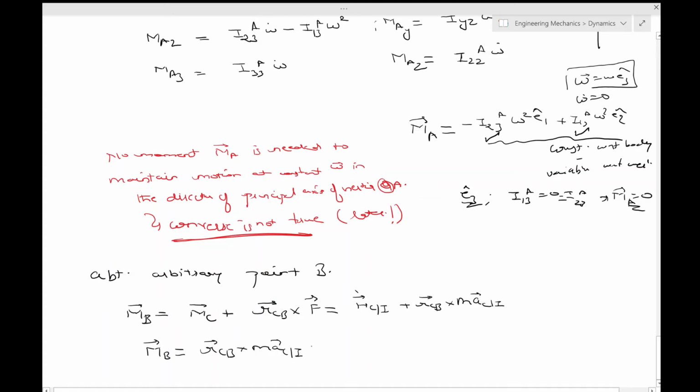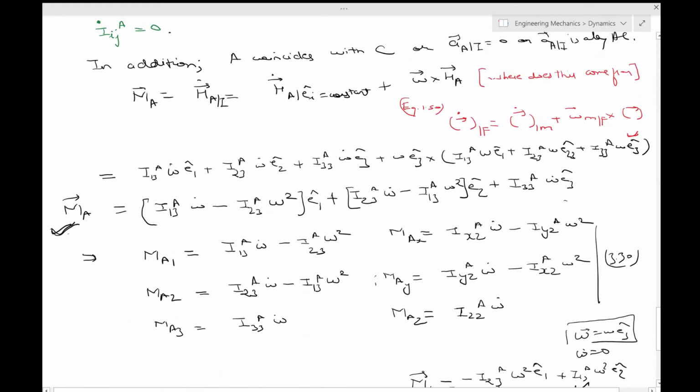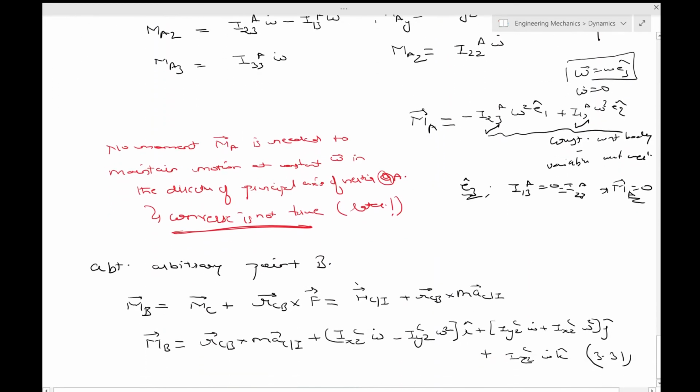Cross MAC of I plus I xz of C omega dot minus I yz of C omega square, I yz C omega dot plus I xz C omega square j hat, and the last term is again I zz C omega dot k hat. This is 3.31, or just this expression.